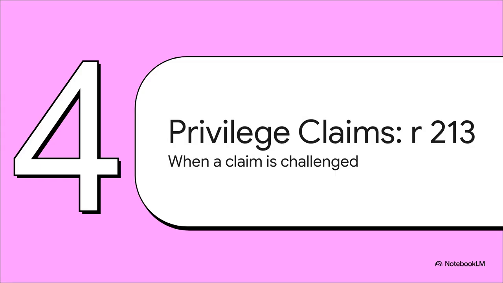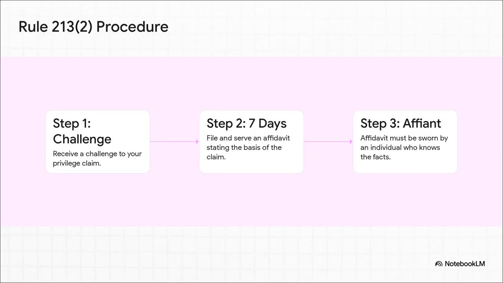Okay, so you've claimed privilege. That naturally leads to the next big question. What happens when the other side turns around and challenges that claim? Well, that brings us to Section 4 and Rule 213. This is your mandatory playbook for how to respond when that happens. The procedure under Rule 213.2 is super strict, and the timeline is tight. The second you get that challenge, a 7-day clock starts ticking.